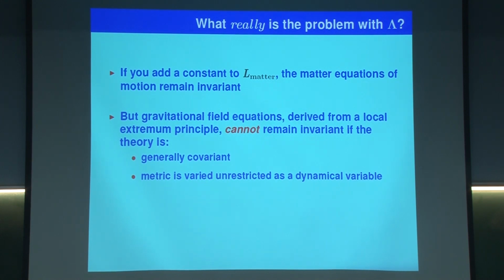Therefore, if you add any constant to it, that constant rho is going to couple to root minus g. When you vary it, that rho will appear in your field equation. You cannot get out of it. That is where this word unrestricted is important.